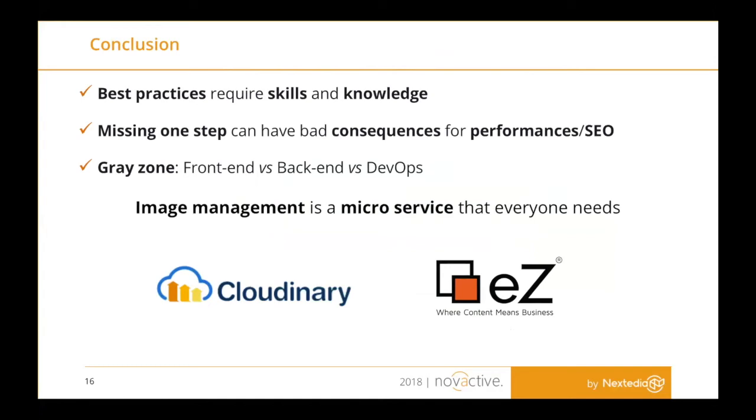So to conclude, all these best practices are skills. It's knowledge to acquire. If you miss one step, that could have very bad consequences for performance, but also for SEO, because performance and SEO are very tied. So it's a gray zone between front-end, back-end, and DevOps. And if you look at it, in fact, image and media management is a microservice that everyone needs. That's why in the Ibexa community, you can find two great connectors to connect Ibexa Platform, the CMS, with a tool that is going to give you all the best practices that you need to deliver images the best way and way more.